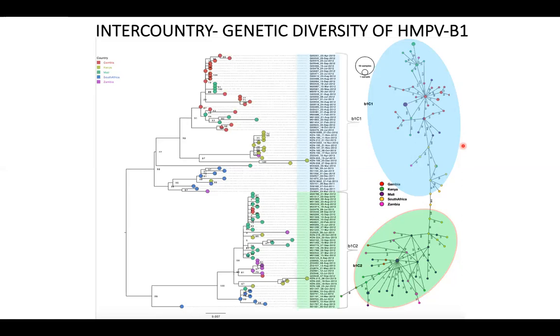On my right is a PopART network. PopART shows you shared nucleotide differences without regard to an evolutionary model. Here we aim to identify genetic clusters made of sequences from different countries that were highly similar. The plan was to do whole genome sequencing to further resolve the patterns and assess whether there are possible transmission links, but this was not possible due to the current situation. We don't have access to our labs. We also assess the clustering pattern of these sequences globally, and a similar analysis was done across all the other HMPV genotypes.